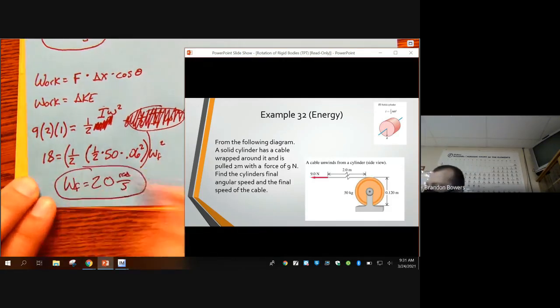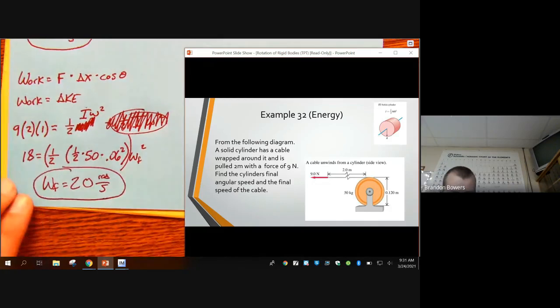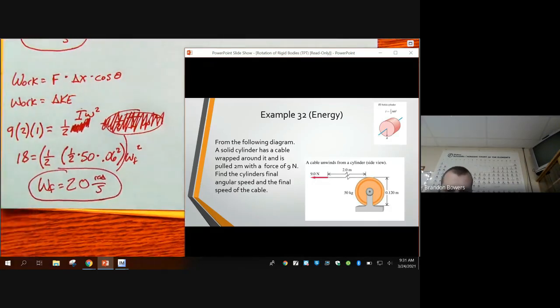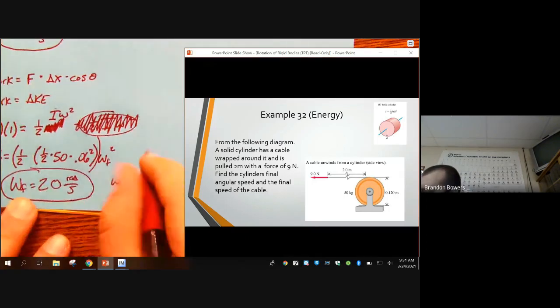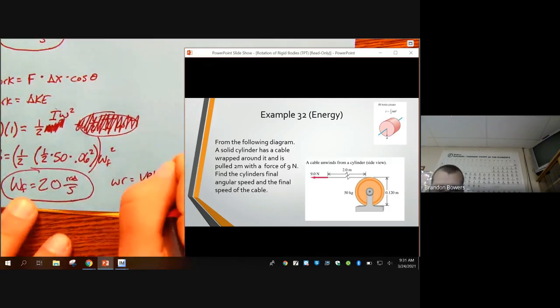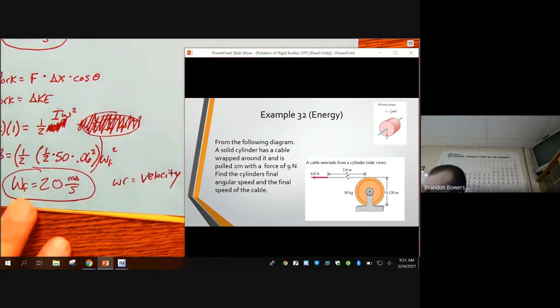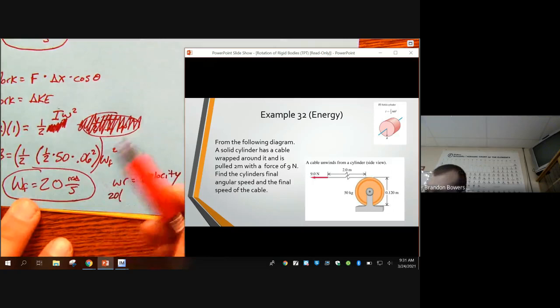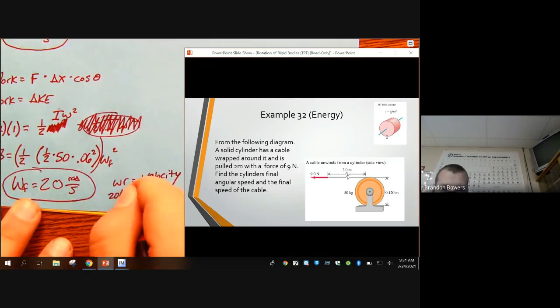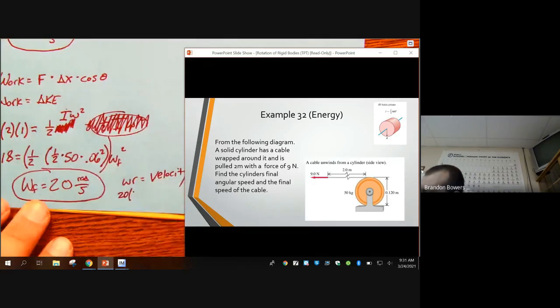Okay. The other part, so it says find the tangential speed, or find the final speed. All right. So let's find the speed of it. So omega r is equal to my velocity. Okay. So omega was 20. What's my radius? 0.06. 0.06.